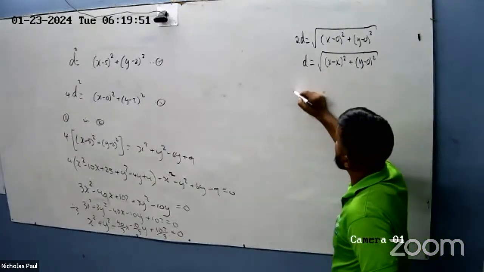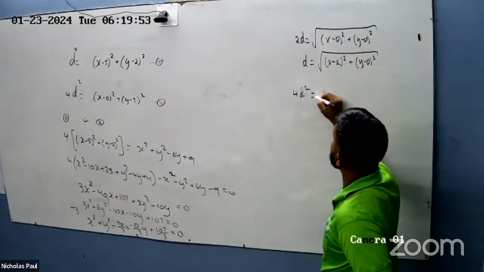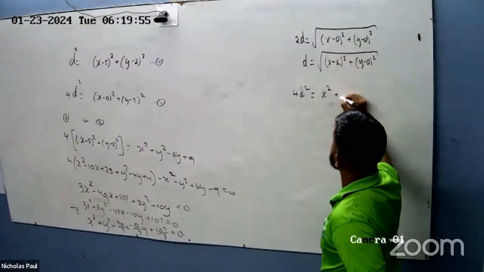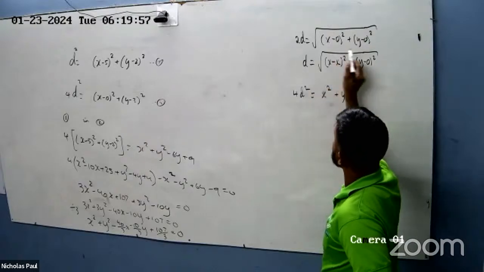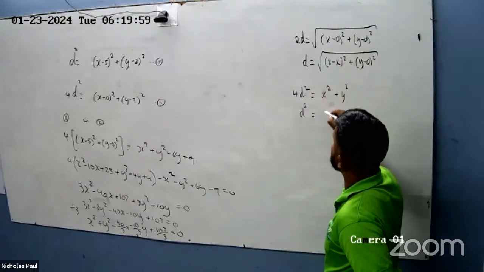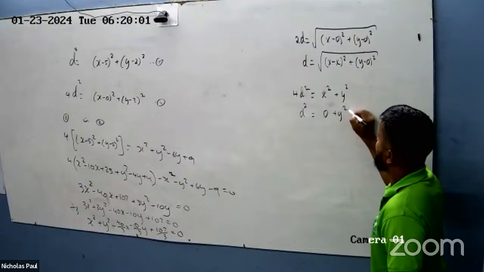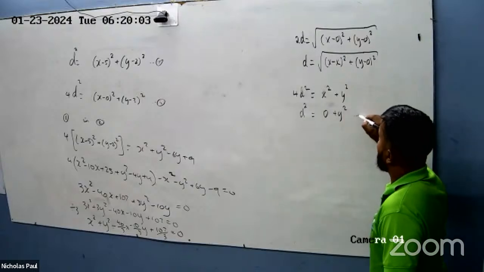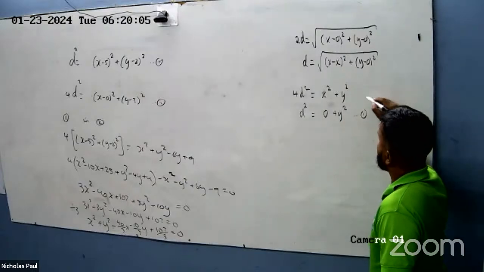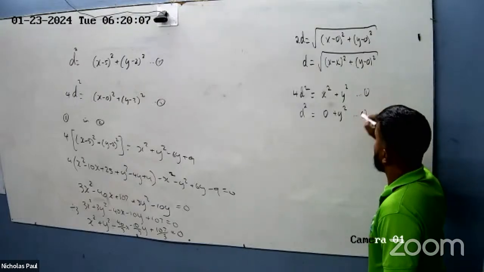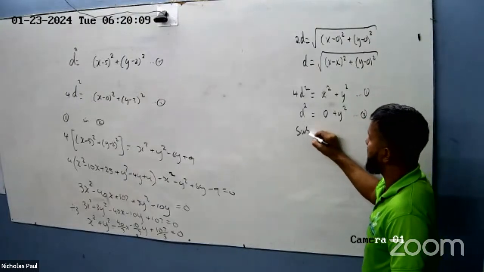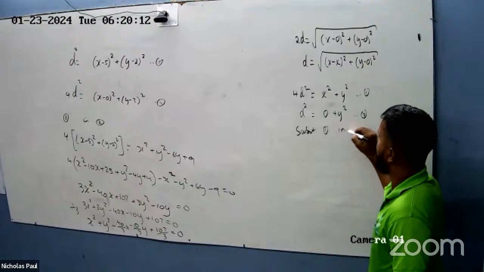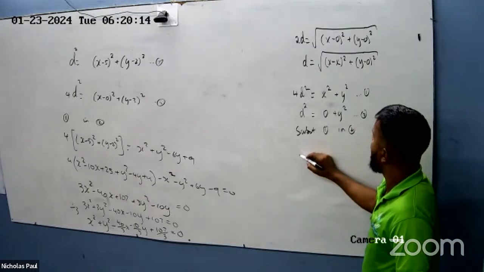When you square both sides, you'll get 4d squared is equal to x squared plus y squared. And you square both sides here, you'll get d squared is 0 plus y squared. This equation. Do the usual thing. Substitute equation 1 in 2. But sorry, 2 in 1.